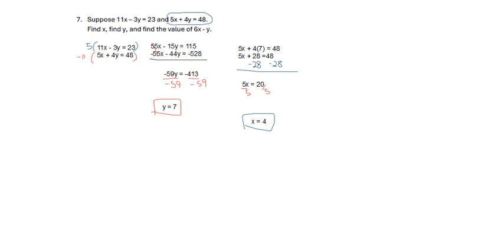Now that we have x and y, we can answer any question we want. And we want to know what is 6x minus y. Well, let's find out. So we got 6x minus y. And we know that x is 4 and y is 7, so let's make that substitution. 6 times 4 minus 7. 6 times 4 is 24. 7 is 7. So that gives us an answer of 17. So our answer is 17.